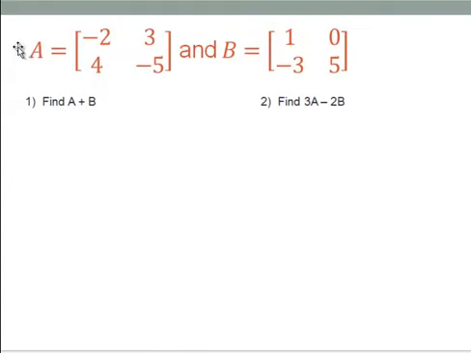Okay, how about this one? We want to add A and B together. Think we can do this one in our heads? Negative 2 plus 1 is negative 1. 3 plus 0 is 3. 4 plus negative 3 is 1. Negative 5 plus 5 is 0.